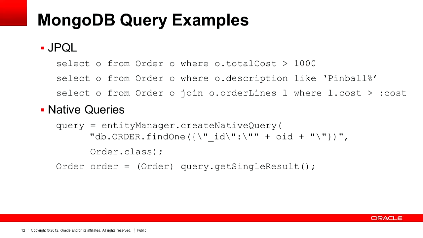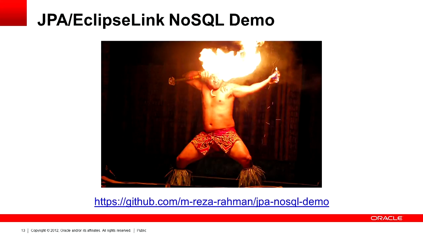Okay, so let me now do a demo. In the demo, I'll show you how EclipseLink works with a pretty simple data set using MongoDB as the backend. You can get the code, by the way, from this URL.